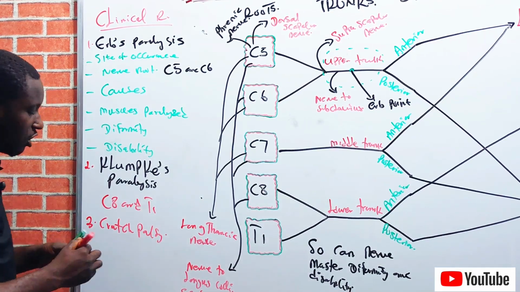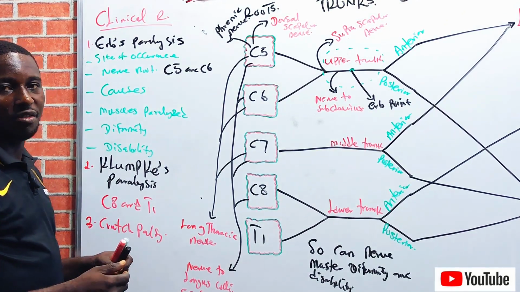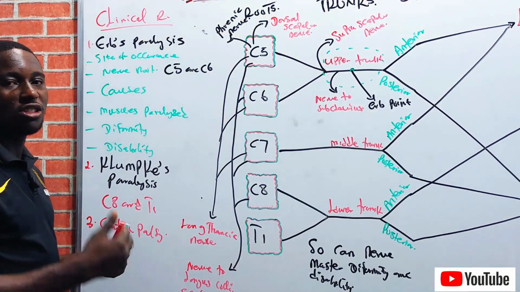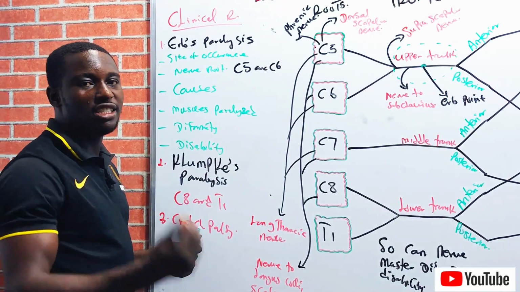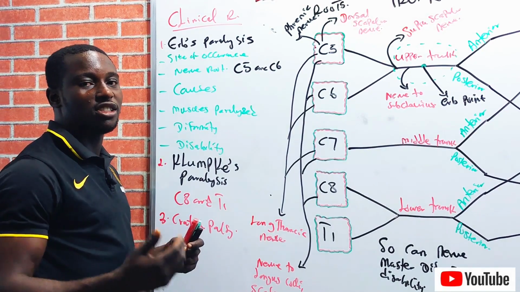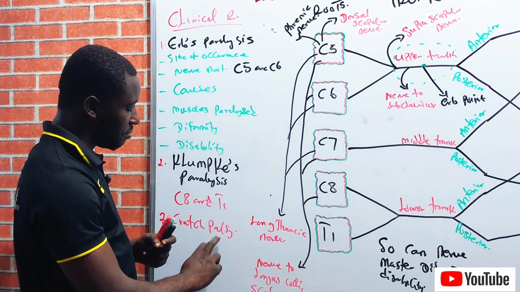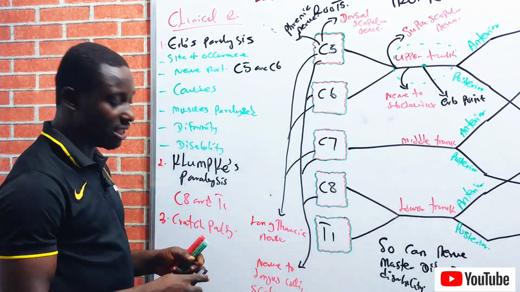Crutch palsy occurs as a result of a lesion to the radial nerve. This crutch palsy can be called Saturday night palsy, or radial nerve palsy or injury. It occurs as a result of injury to the radial nerve. You get? It is known as crutch palsy or Saturday night palsy per se.